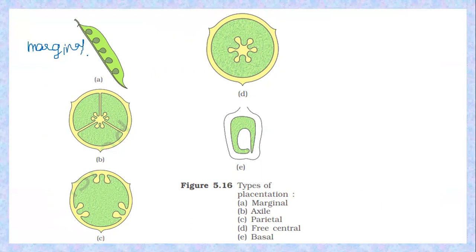Arranged in the ventral suture. Second one is the axial placentation. Third one is the parietal placentation. Very important, you have to study. Fourth one is the free central placentation. And last one is the basal placentation.